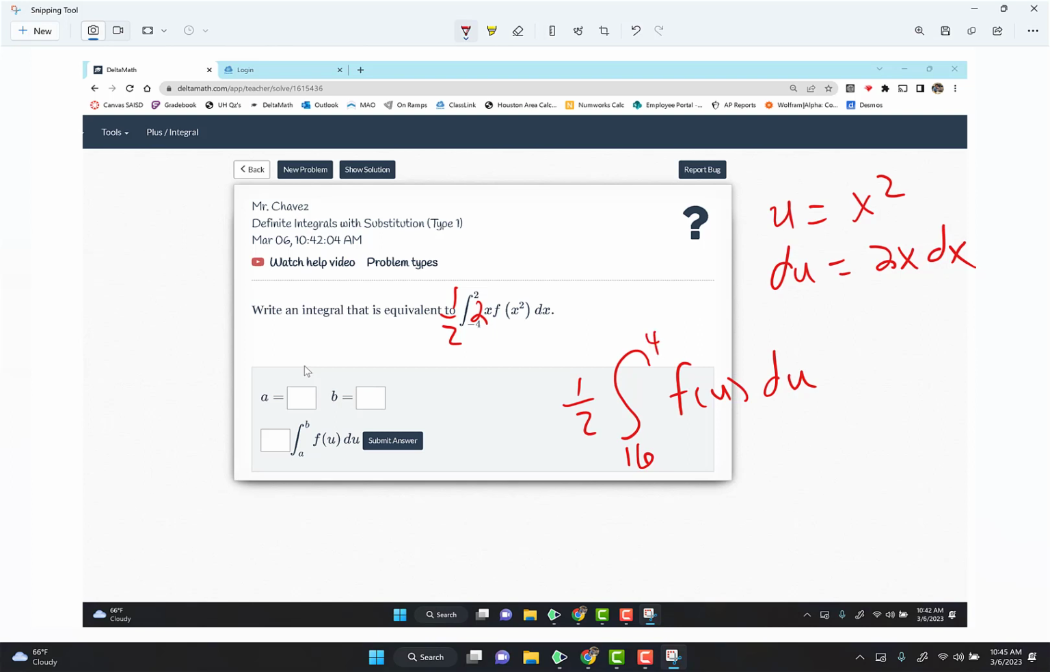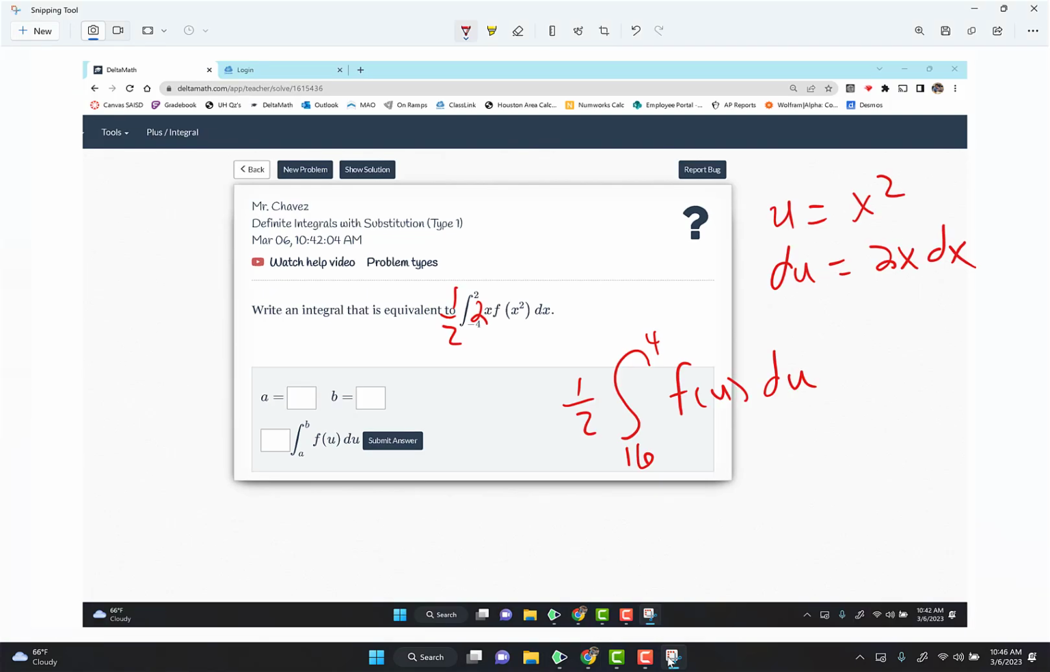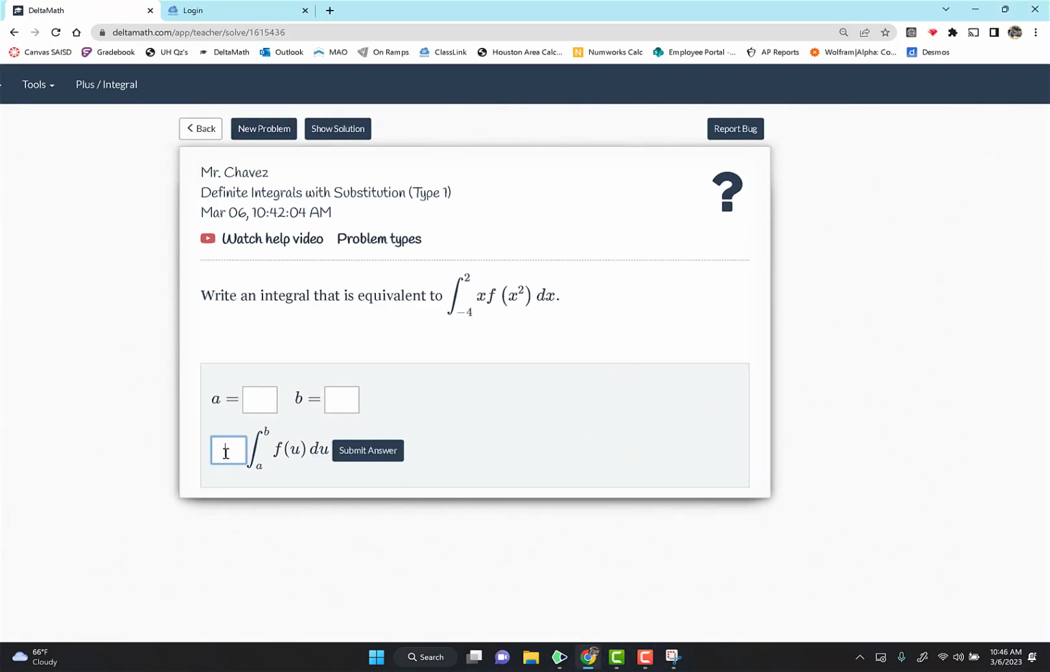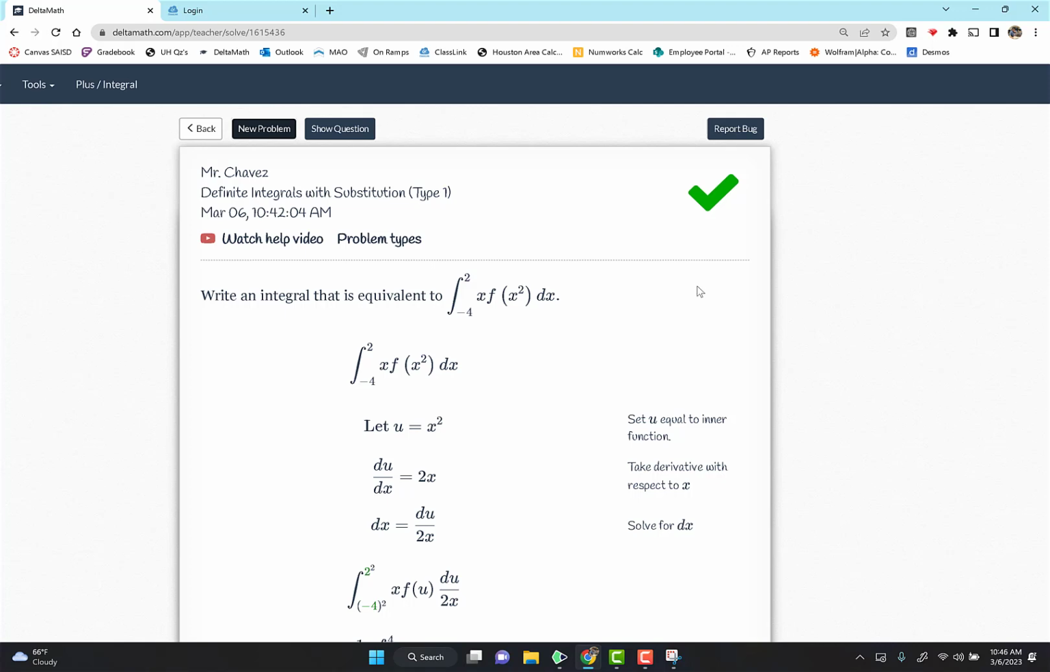We still okay? Now, there it is. The integral is equivalent to blah, blah, blah. They have a blank space in the front, so that means these two expressions should be the same. So, 1/2 integral from 16 to 4 of f of u du. Sometimes they equal something, sometimes they don't. On this one, I can just type it in: 1/2, 16 to 4. So these two integral expressions should be the same. And there it is. Cool.